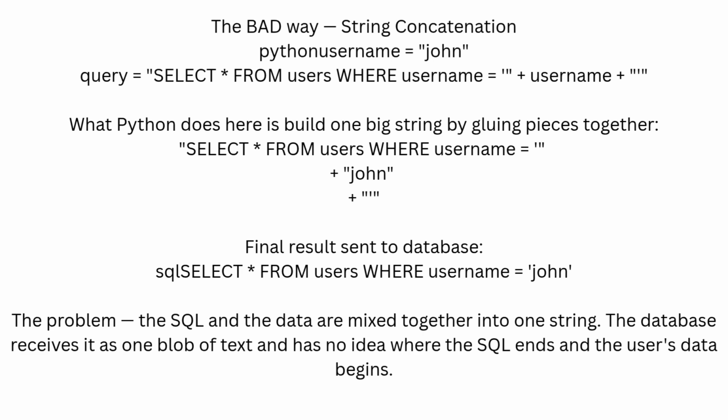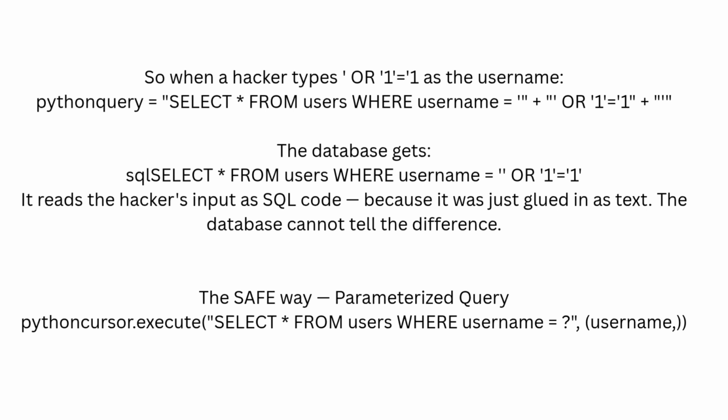The database receives it as one blob of text and has no idea where the SQL ends and the user's data begins. So when a hacker types ' or 1=1 as the username, Python: query = "SELECT * FROM users WHERE username = '" + username + "'". The database gets: SELECT * FROM users WHERE username = '' or 1=1 --''. It reads the hacker's input as SQL code because it was just glued in as text. The database cannot tell the difference.